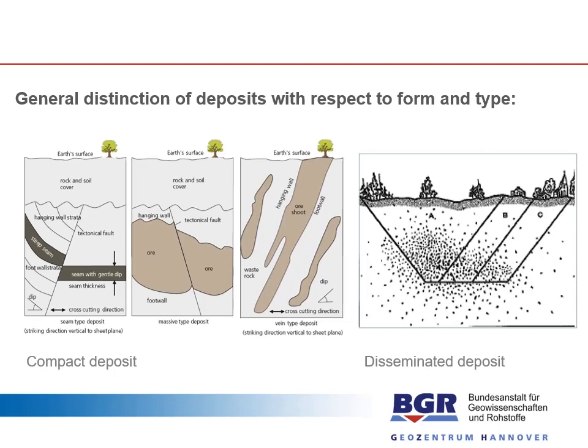On the right hand side is an example of a disseminated deposit which would be suitable to open pit mining according to the location in the earth crust. And you see three outlines of the pit, A, B and C. And of course mining would start with pit outline A because the waste to ore ratio is relatively low here. And when this part of the deposit is mined out, then the open pit would be extended to the outline B with a higher waste to ore ratio, and then finally C, which has the highest waste to ore ratio.